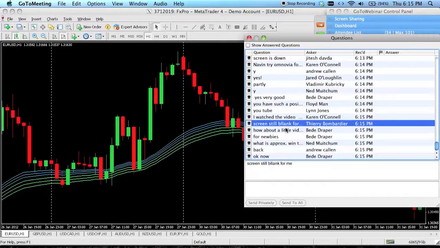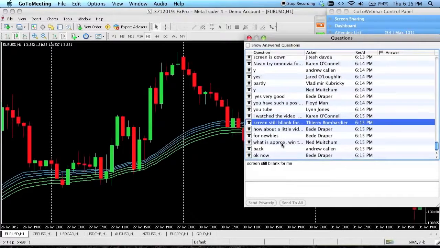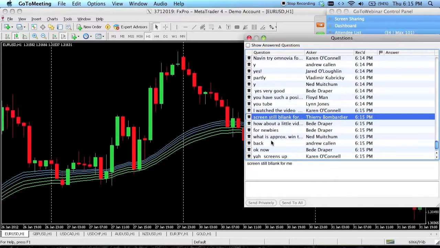Screen is still blank for you, Theory. Everybody else is okay? Back, screen's up. Okay, Theory, just see if it comes up, otherwise try logging in again.